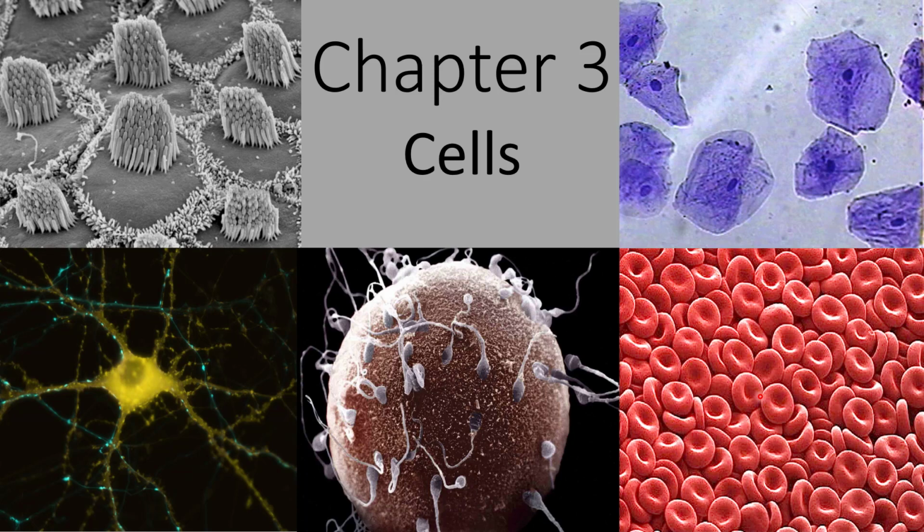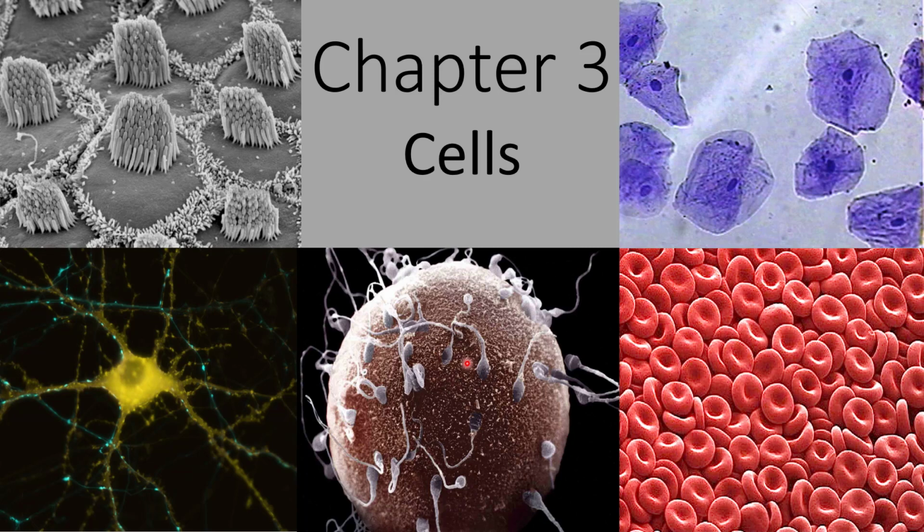Down here in the bottom right, these are called erythrocytes, or more commonly called red blood cells. These are the cells that carry oxygen through our body. They are among the smallest cells in the body. If you're a female, these are the smallest cells in your body.